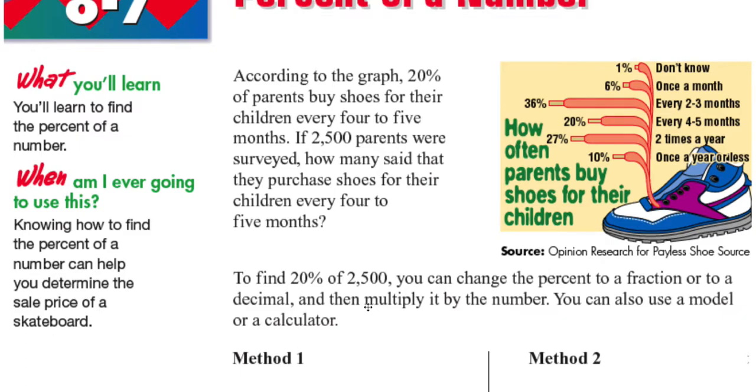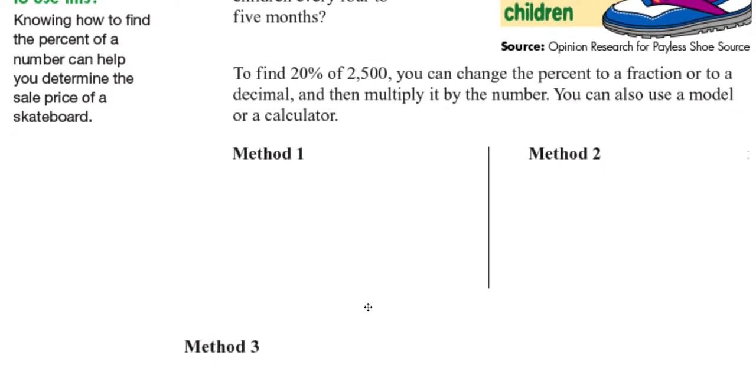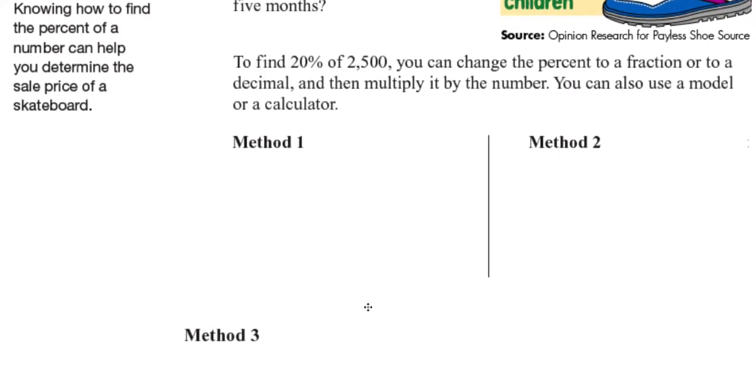You can change the percent to a fraction or to a decimal, then multiply it by the number, or you can also use a model. So method number 1 is to change a percent to a fraction. We get 20% is equal to 20 over 100, or simply 1/5. That was from our last lesson.